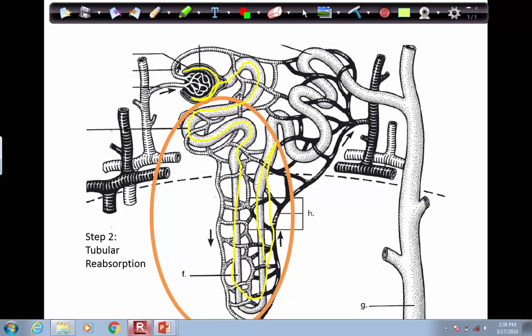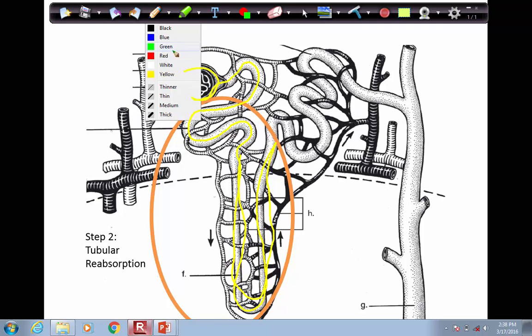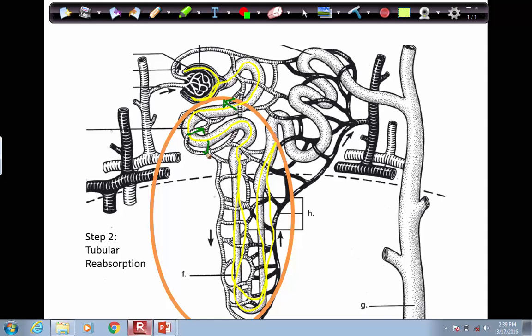As the filtrate travels through those 2 tubules, substances will end up being reabsorbed back into the blood, which means that it will leave the tubules and end up back in the blood. This includes nutrients and some water and salts, which will end up back inside the peritubular capillary network.